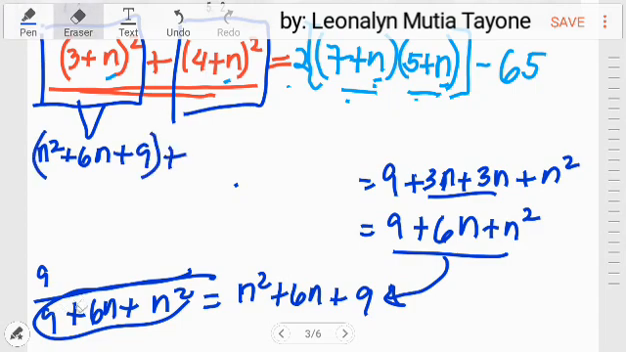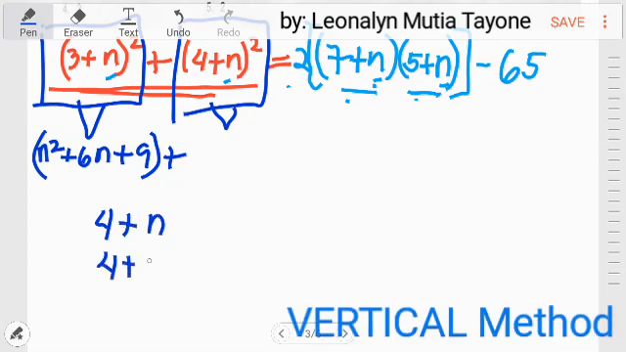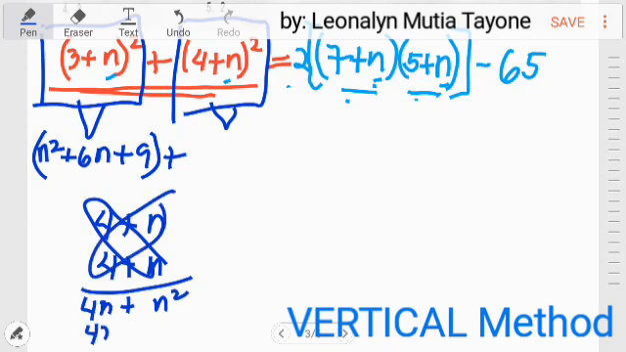Plus. So, mag-erase muna tayo dito. Next natin i-solve itong 4n. So, dalawang way ang pag-solve natin para makita nyo lang or para may choices kayo kung paano nyo i-solve. This is n squared. This one is plus 4n. Then this one is 4n.